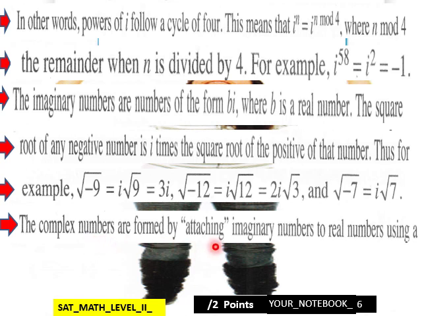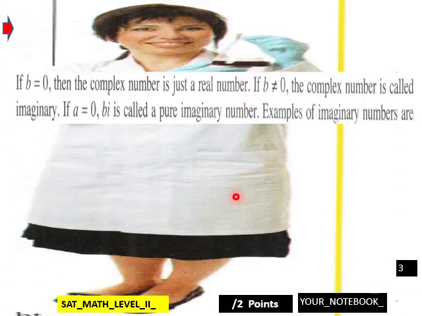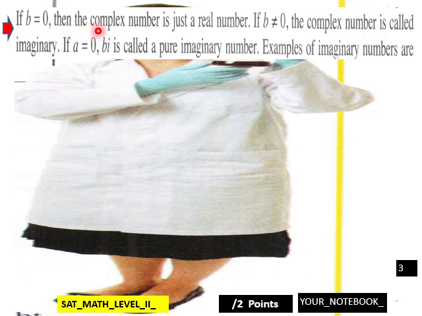Complex numbers are formed by attaching imaginary numbers to real numbers using a plus sign. The standard form of a complex number is a plus bi, where a and b are real. The number a is called the real part of the complex number, and the number b is called the imaginary part. If b equals 0, then the complex number is just a real number. If b does not equal 0, the complex number is called imaginary. If a equals 0, bi is called a pure imaginary number.